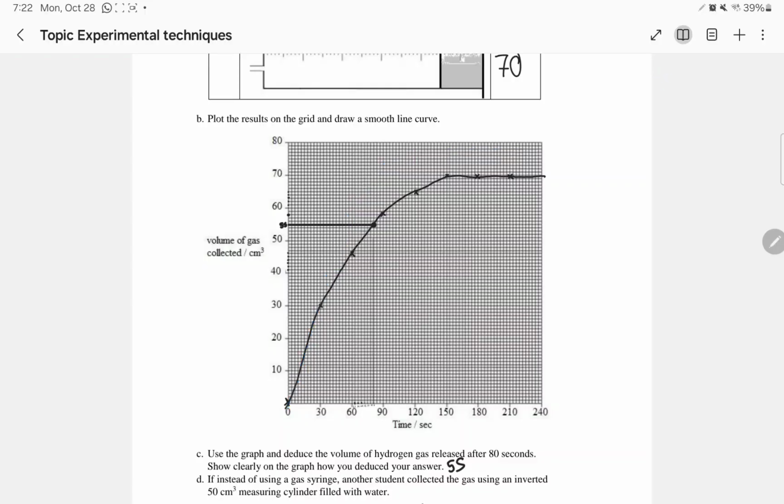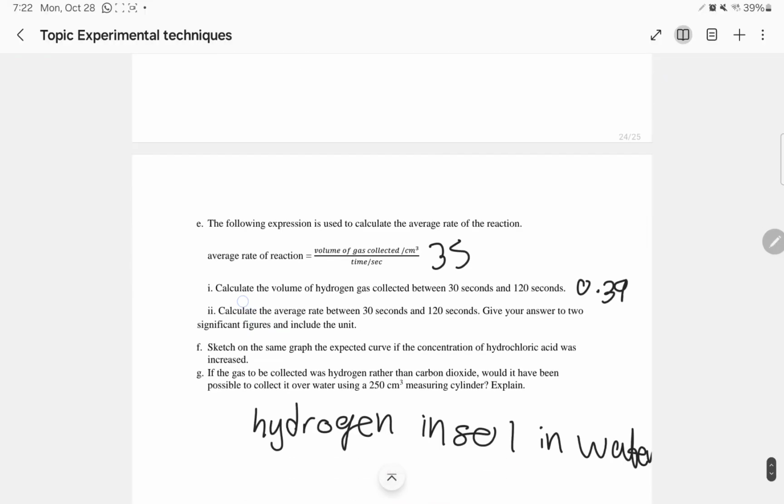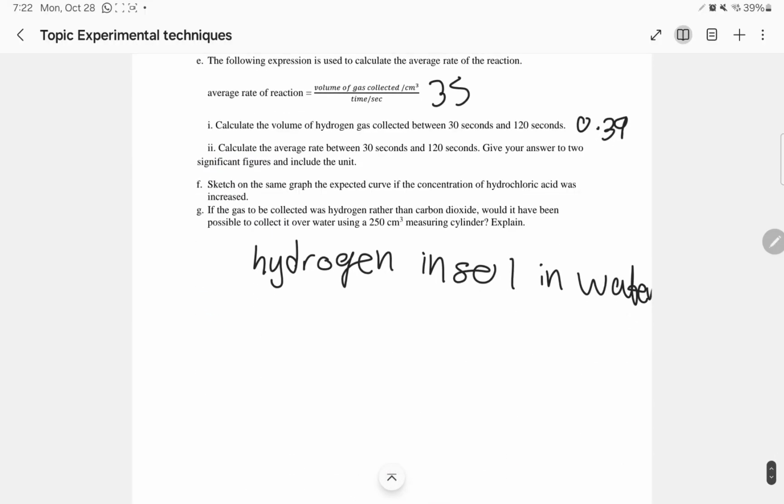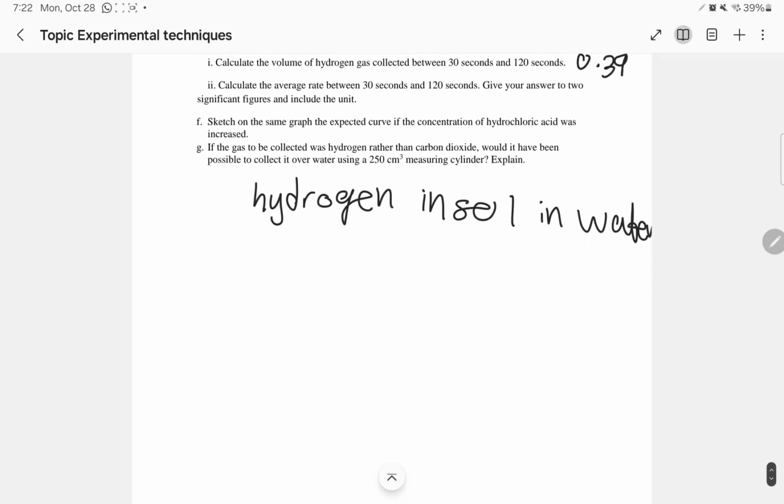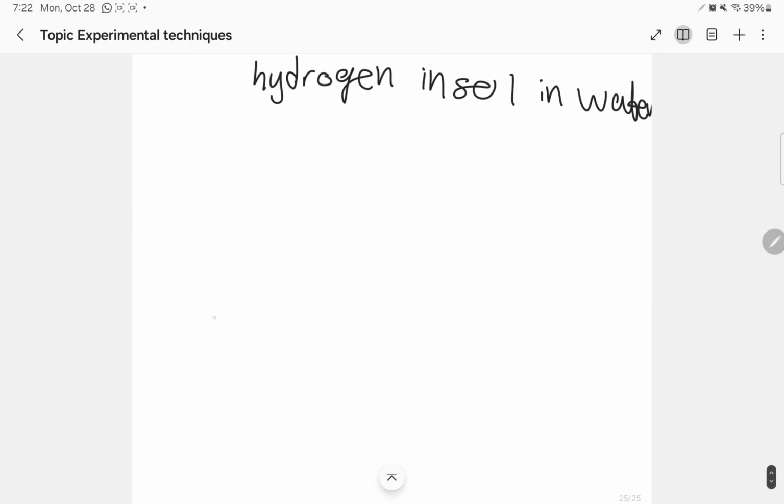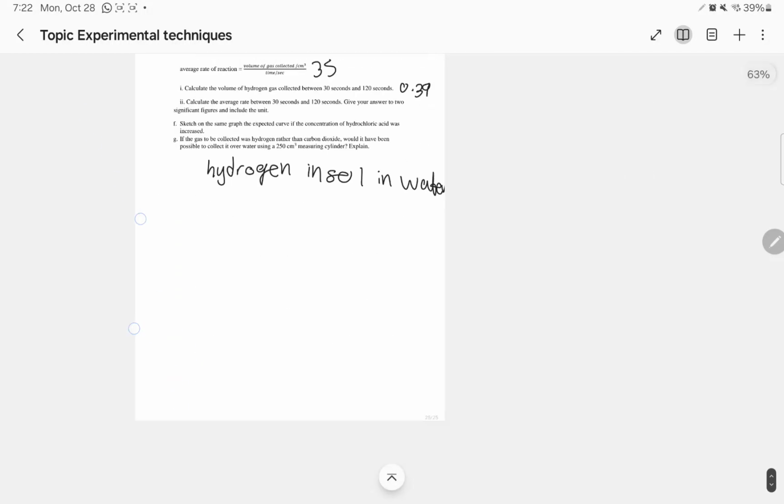Okay. Now let's go back. I don't need the pointer. If the gas was to be hydrogen rather than carbon dioxide, would it have been possible? No. Because hydrogen, you cannot collect it over water. Oh wait, would it have been possible? I think yes, because hydrogen is insoluble in water. So yes, and that's it for experimental techniques.